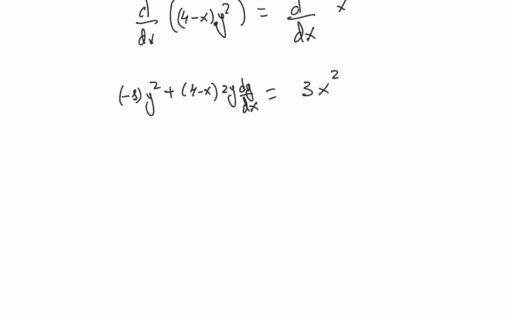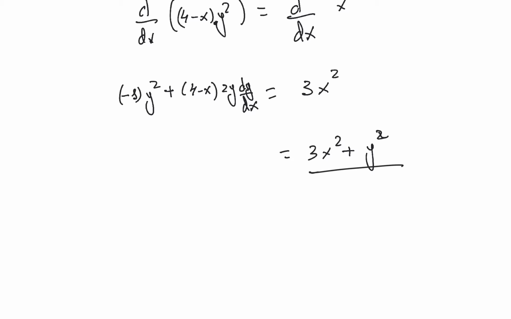And this allows me to solve for the derivative of y with respect to x. So let's go to do it. I put 3x squared in this side, and I will write y squared. This term, I will put it in this side. And this, I divide by 2 times 4 minus x multiplied by y, and this will be the derivative of y with respect to x.